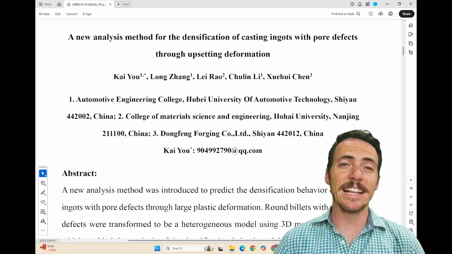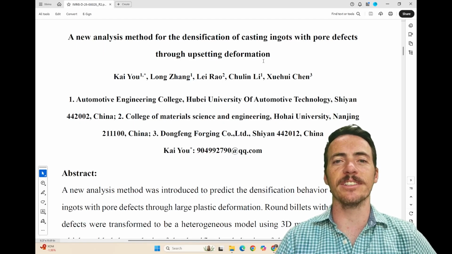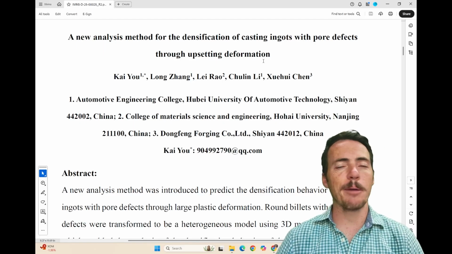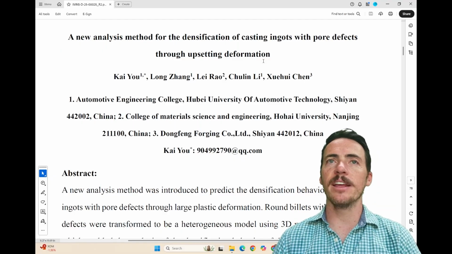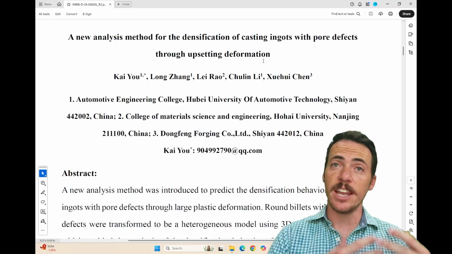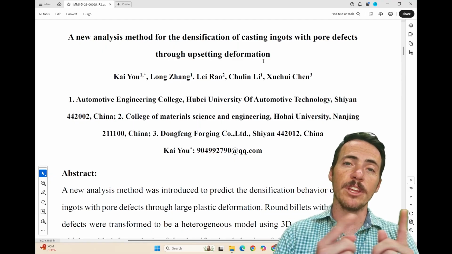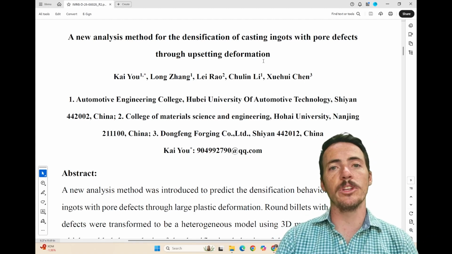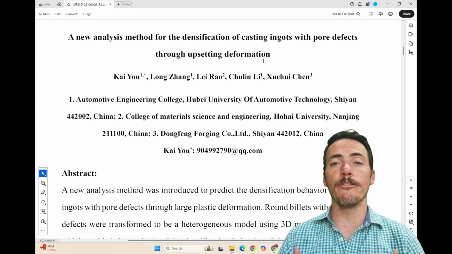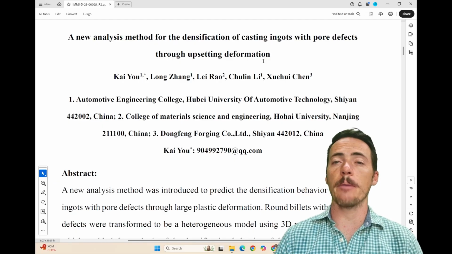It's a new analysis method for the densification of cast ingots with pore defects through upsetting deformation. Okay, so first off, I'm guessing everyone here is already familiar with the difference between cast and wrought metals, right? As cast has a lot of benefits, net shaping the biggest one, but wrought has the benefit of getting rid of the pores that are left over in the as cast material. So when you upset it or wrought it, when you deform it, you can get rid of some of those pores. And this paper is all about understanding how that process works.